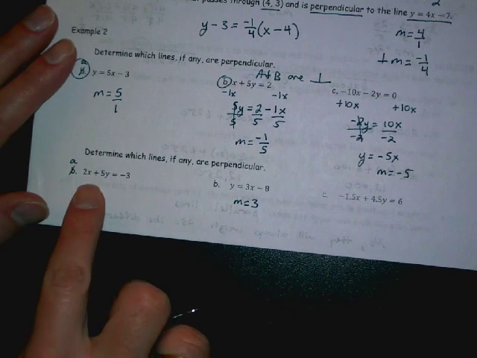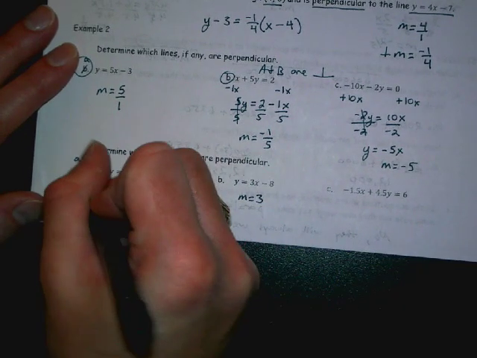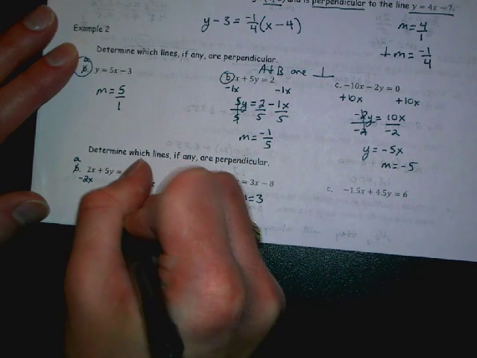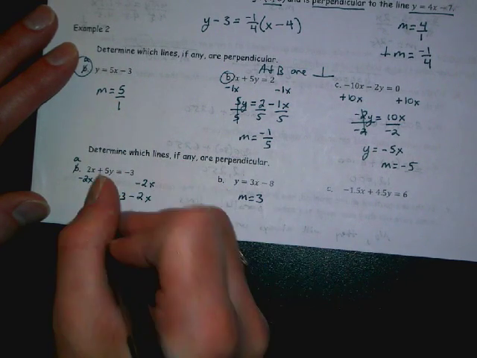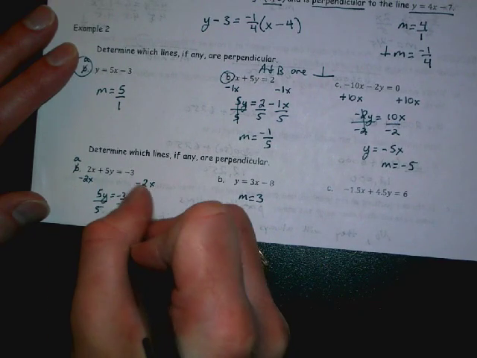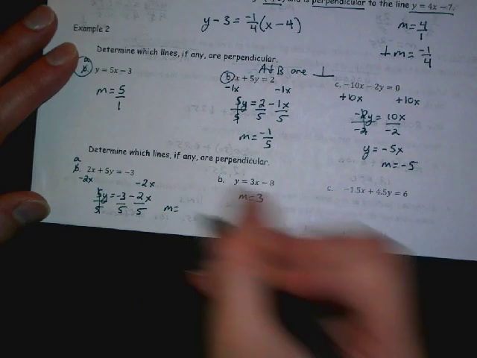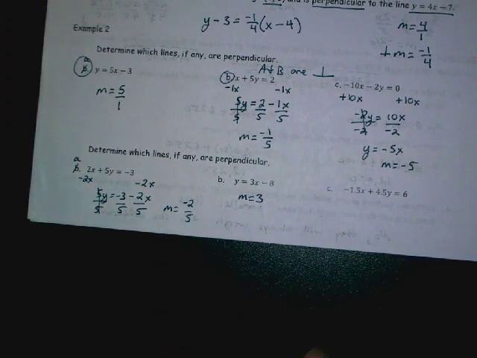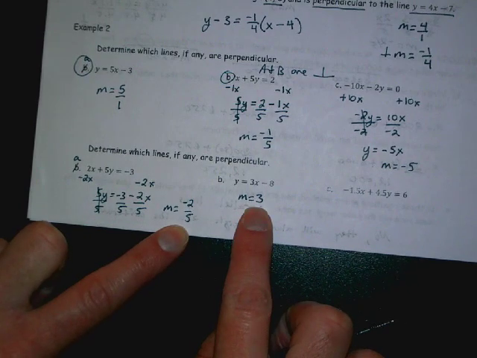So B is the one that's the easy one to pick the slope out. What's the slope there? 3. We go back here and solve for y. First, we're going to subtract 2x. So we get 5y equals negative 3 minus 2x. And then divide by 5. So we have a slope there of negative 2/5.